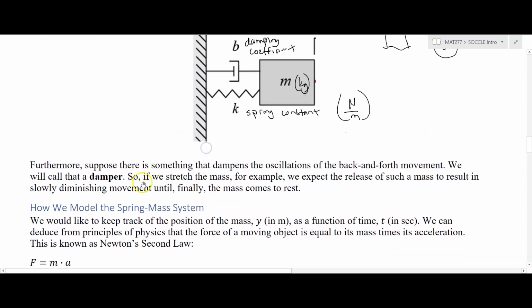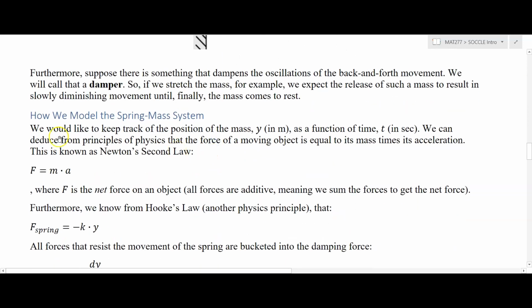Okay, so furthermore, suppose there's something that dampens the oscillation of the back and forth movement. We will call that a damper. So if we stretch the mass, for example, we expect the release of such a mass to result in slowly diminishing movement until finally the mass comes to rest. So we should expect this to slowly stop oscillating because there's enough friction here that is overtaking the force of that spring. So let's build this model.